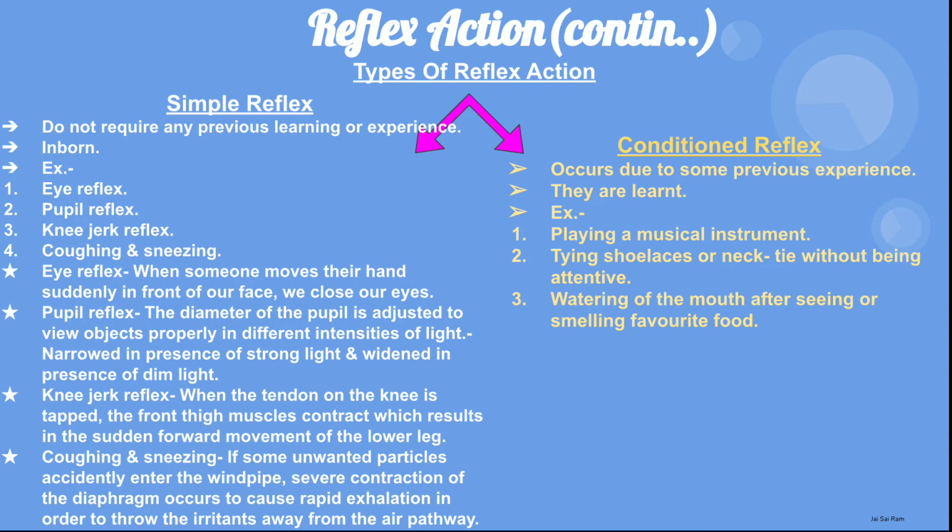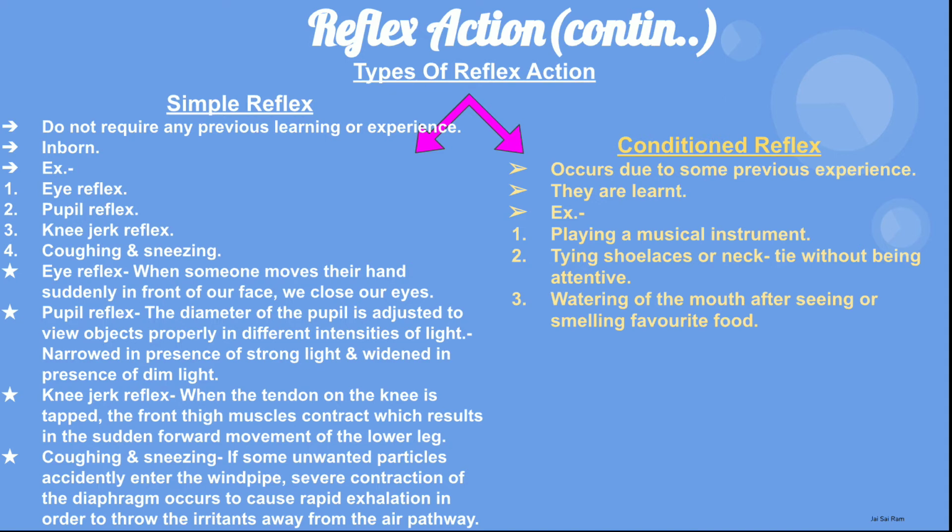Again, coughing and sneezing. If some unwanted particles accidentally enter our windpipe, severe contraction of the diaphragm occurs to cause the rapid exhalation of that object, so that it can throw out that object from that pathway. So we sneeze or cough.